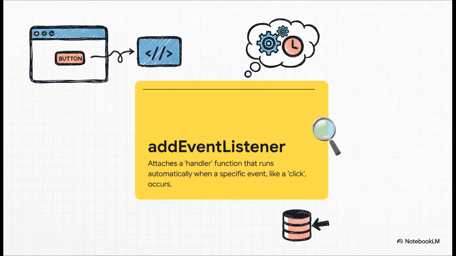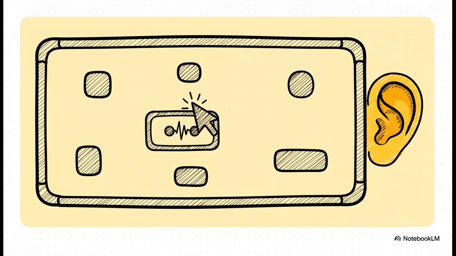It's simple. You pick an element on the page, you tell it what to listen for, say a click, and then you tell it what to do by giving it a function to run the second that click happens. Now, when an event happens, it's super important to know who's who.